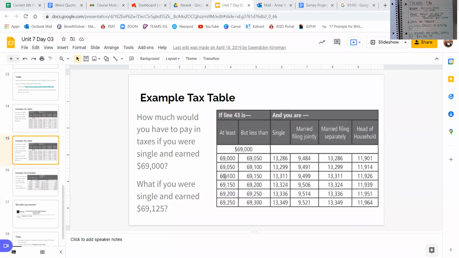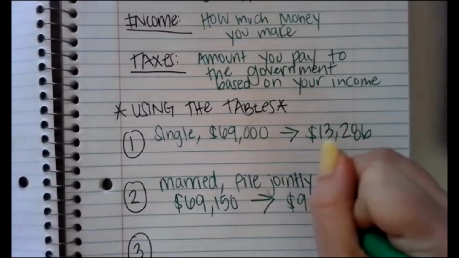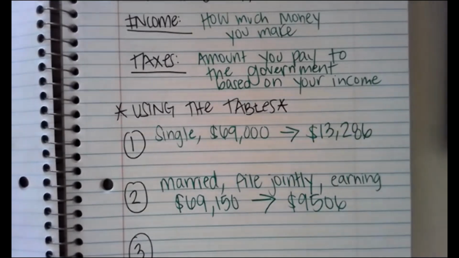So if we are earning at least $69,150, which is right here kind of in the middle, and we are married and filing jointly, oh, we only have to pay $9,506. So in this case, it's a benefit to be married because you're paying less taxes. So we have to pay $9,506 according to this table.